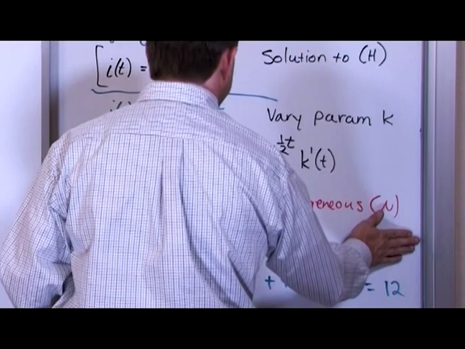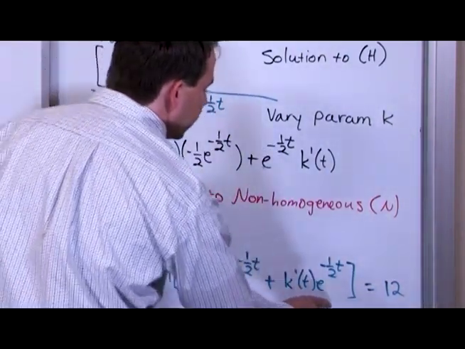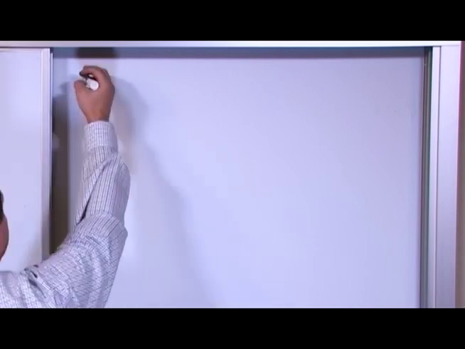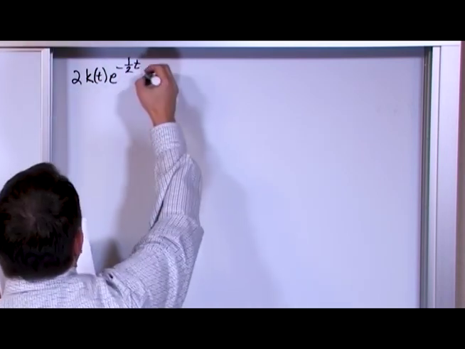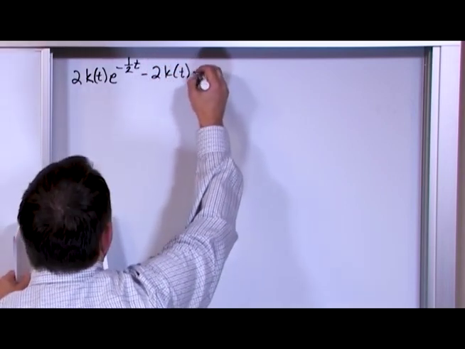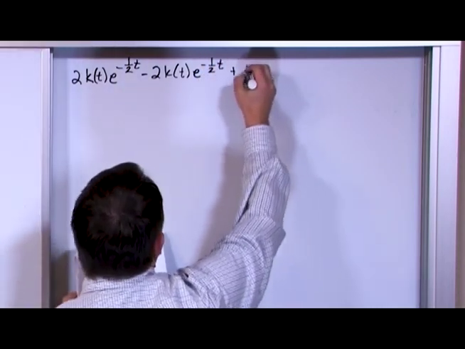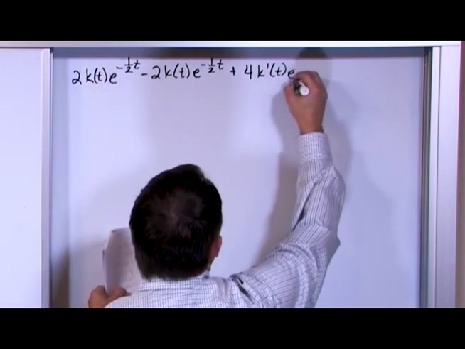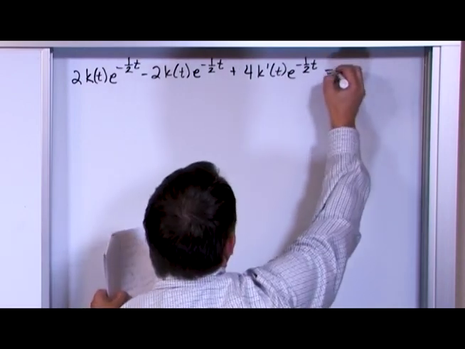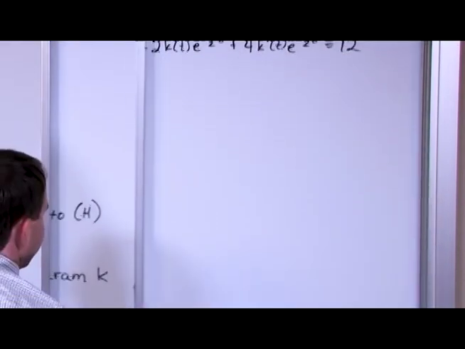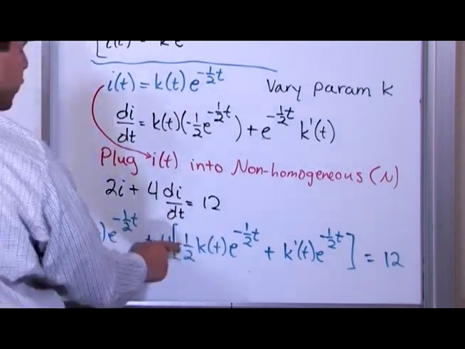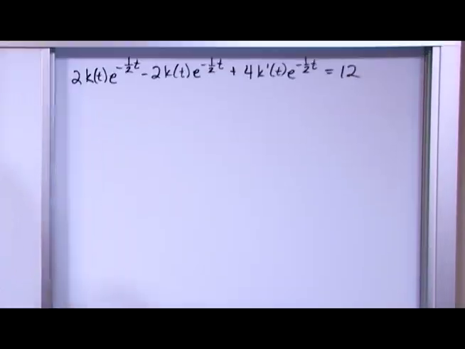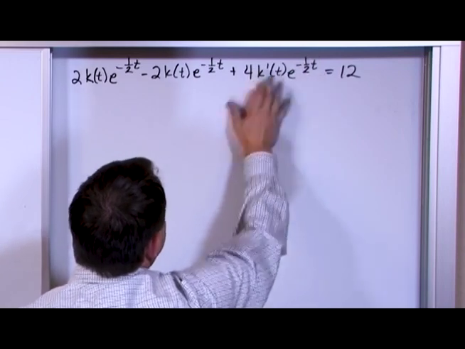Now all I'm going to do in the next step is distribute this 4 in, and let's see what we have. When I distribute that 4 in, what I'm going to have is 2 times k of t e to the minus 1 half of t minus 2k of t e to the minus 1 half of t plus 4k prime of t e to the minus 1 half t is equal to 12. Now make sure you really get where this is coming from. The only thing that's happened here is this is exactly unchanged. 4 times negative 1 half is going to give me negative 2, so I've got a negative 2 here. 4 times this is going to give me that 4. That's the only thing that's changed. Everything else is exactly the same.